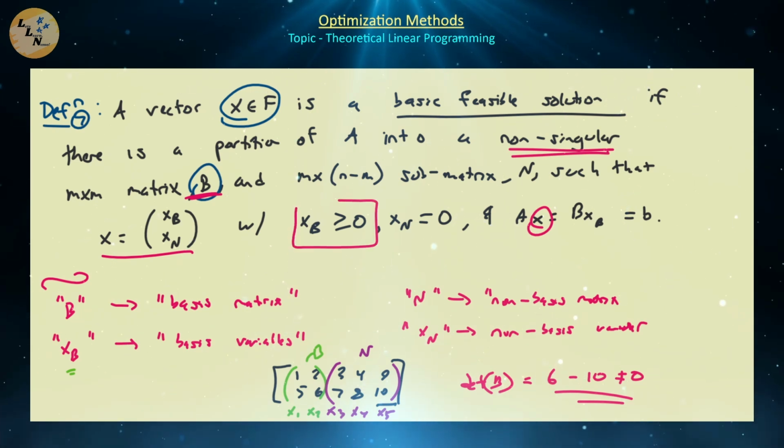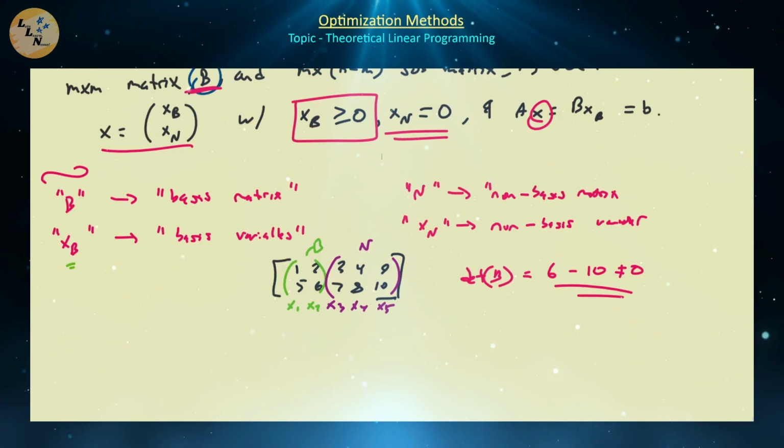And clearly xB has to be greater than or equal to 0. What we're going to do is define xN to be equal to 0. So x3, x4, x5 in our example are defined to be 0. And x is going to be the solution to that resulting equation. Okay, so what exactly will that look like for a nice general example?